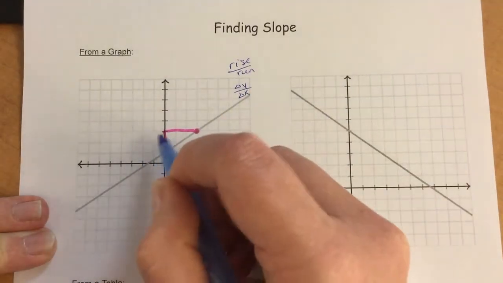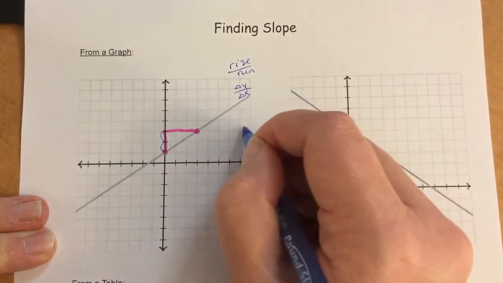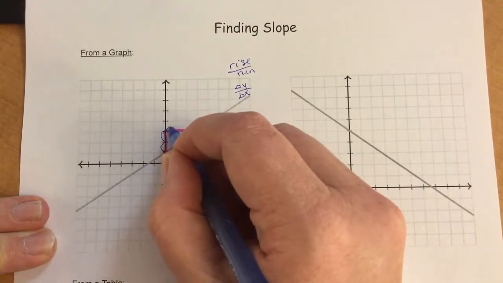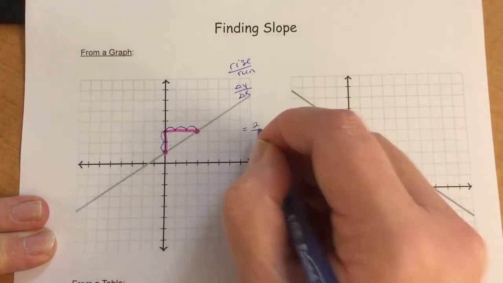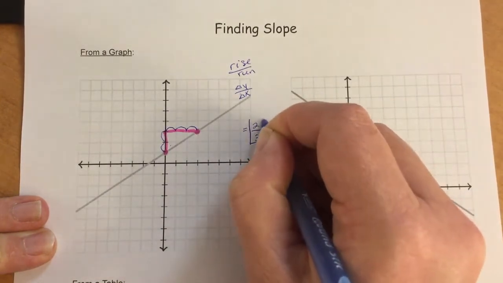So first you see how much your y changes. It goes up 1, 2. So that would be 2 over, how much is the change in x? 1, 2, 3. So your slope of this line would be 2/3.